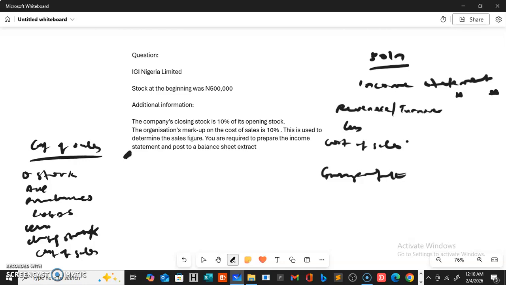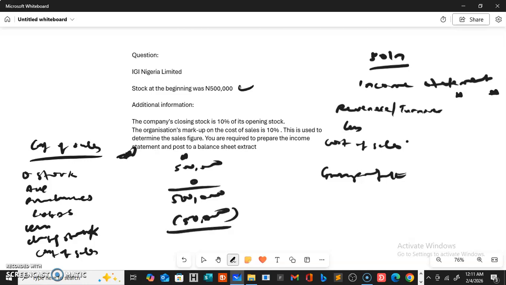So from the question, what's the opening stock? Opening stock is 500,000. We don't have purchases, so our cost of goods available for sale is 500,000. Less closing stock. What's our closing stock here? We're told that this is 10% of our opening stock. So 10% of 500,000 will give us 50,000. So at the end of the day we have a cost of sale of 450,000. Let us put that there, 450,000 as a cost of sale.